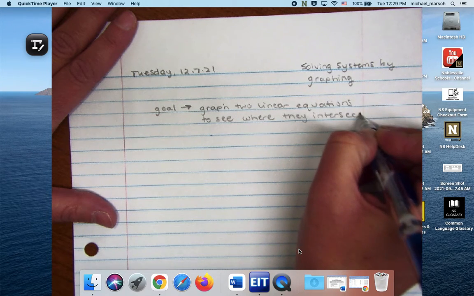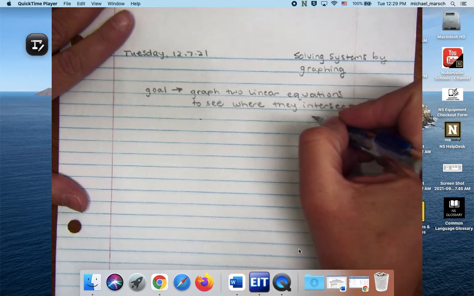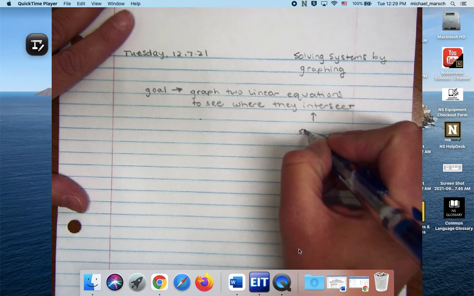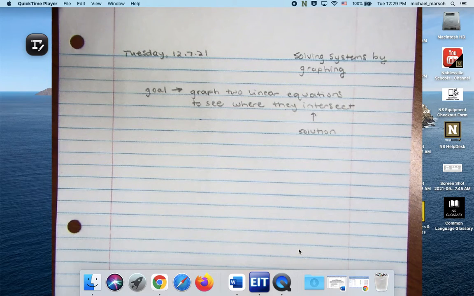And I'm sure this sounds familiar from the Ed puzzle you guys did where they continuously showed you graphing them and looking for where they intersect, right? Where they intersect is the solution. So that's what we were doing yesterday. We had those ordered pairs and we were checking to see if those 2 lines would intersect, right? By substituting them in, seeing if they both worked, that told us whether or not those lines would intersect at that point.